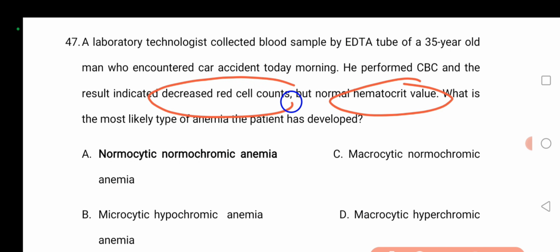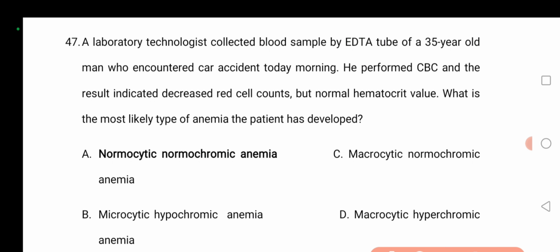Very low. So in this case, we expect a normocytic normochromic anemia due to bleeding. Usually, if there is bleeding, we expect normocytic normochromic anemia. Because if there is a sudden bleeding, our body will replace plasma very fast, but the production of RBC will lag behind. So in this case, the plasma concentration will be higher, but the RBC will be lower.